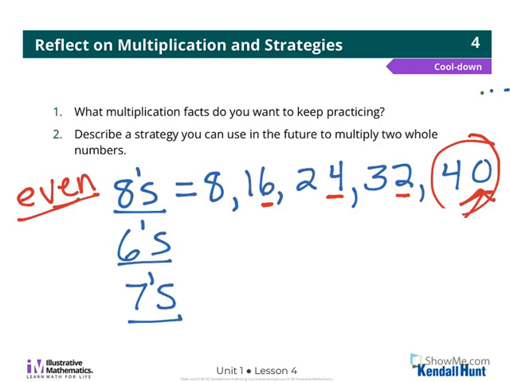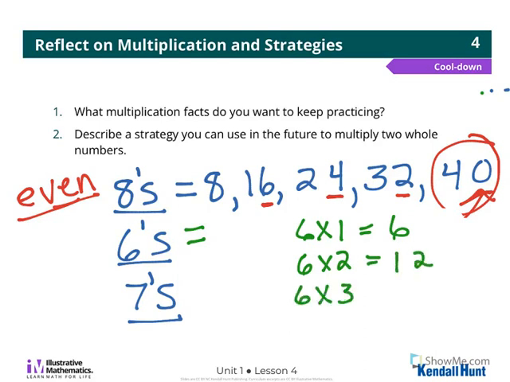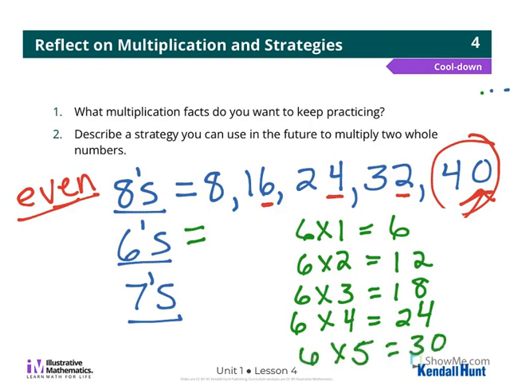Let's take a look at 6s. Okay, so 6s are kind of interesting. If I make a list, 6 times 1 is 6. 6 times 2 is 12. 6 times 3, 18. 6 times 4, 24. 6 times 5 is 30. 6 times 6 is 36. And so on. So basically with 6s, it has to be an even number.